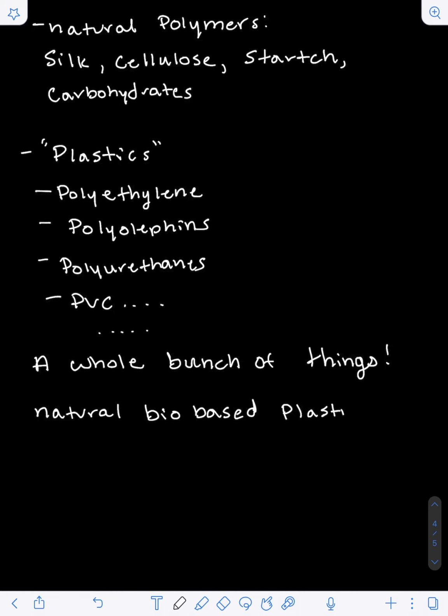So this was just a quick crash course on what a polymer is, and I look forward to diving into some of these deeper topics.